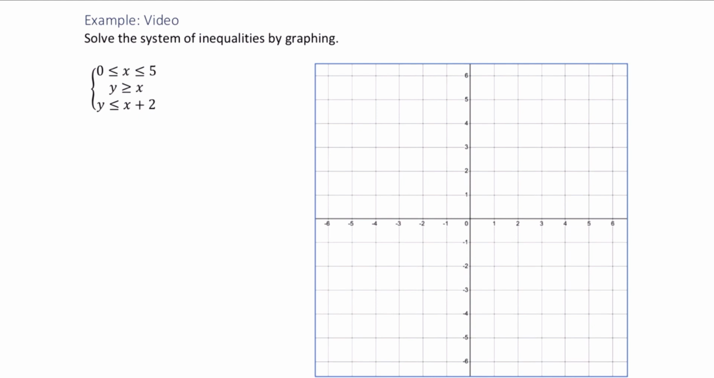In this example, the first inequality says that x is restricted to between 0 and 5, inclusive. The next inequality we can actually graph, y equals x, is just a diagonal. Notice it is equal to, so we can draw a solid line.